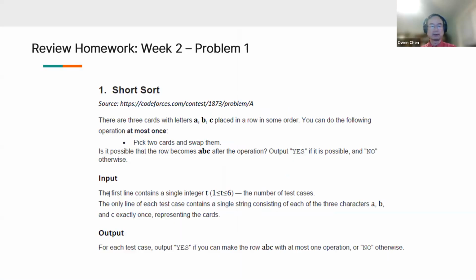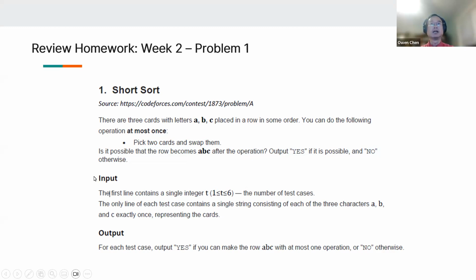So let's look at last week's homework. So there are 3 problems. The first problem is just a 3-character string, and then checking whether those A, B, and C, the 3 characters, are in the right order, and whether you can pick 2 characters and then swap them to make them in the right order. So there are multiple ways to do this.